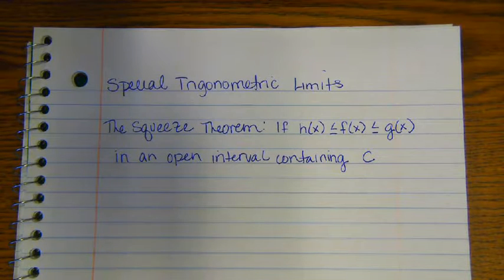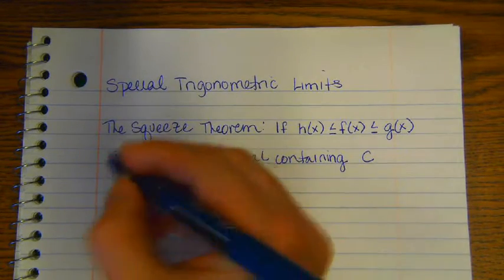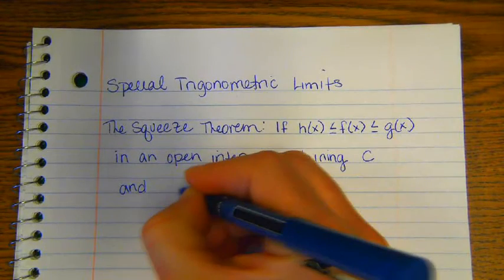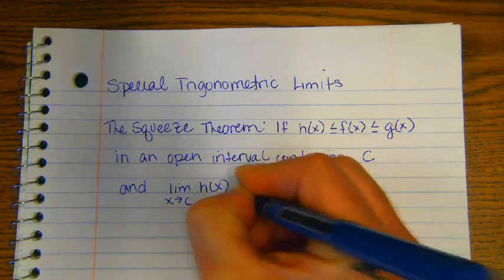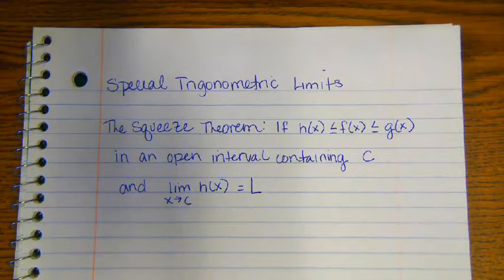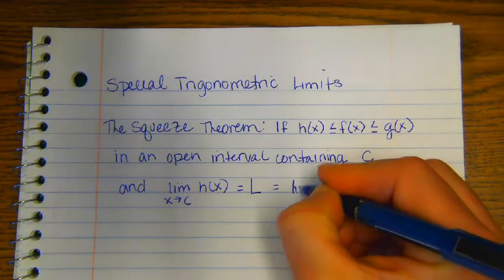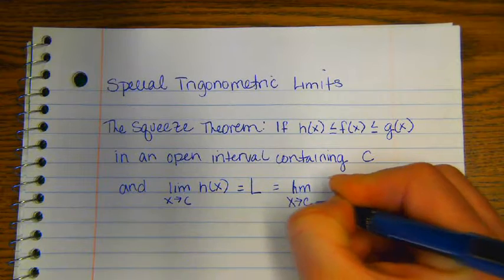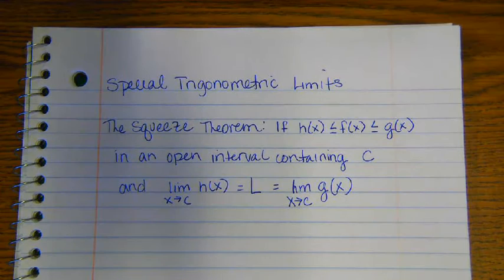Okay, so let's say that's true. And let's say you know the limit of h of x. So limit as x goes to c of h of x, let's say equals some number. We're really not very creative. We'll call it L for limit. Let's say you also know that the limit as x goes to c of g of x is also L. This is kind of some common sense.